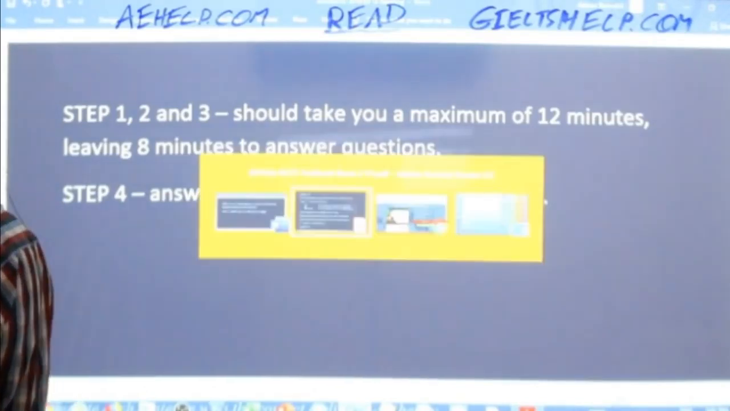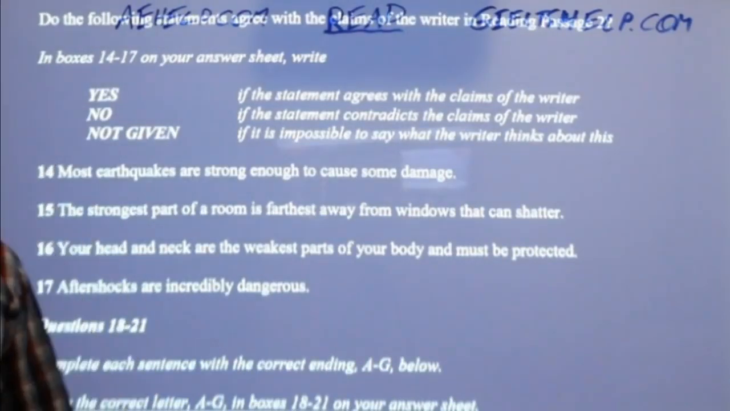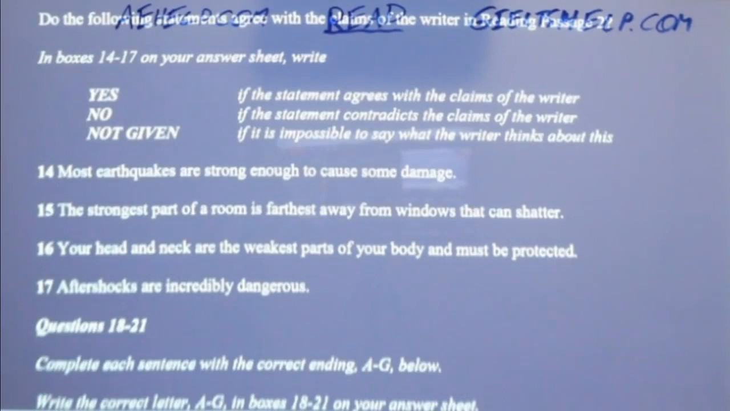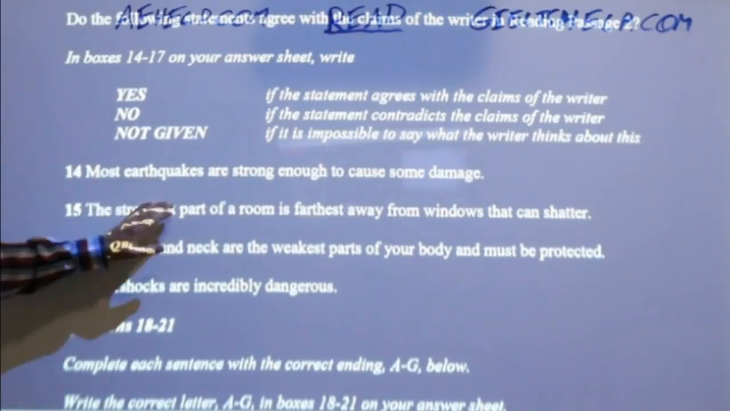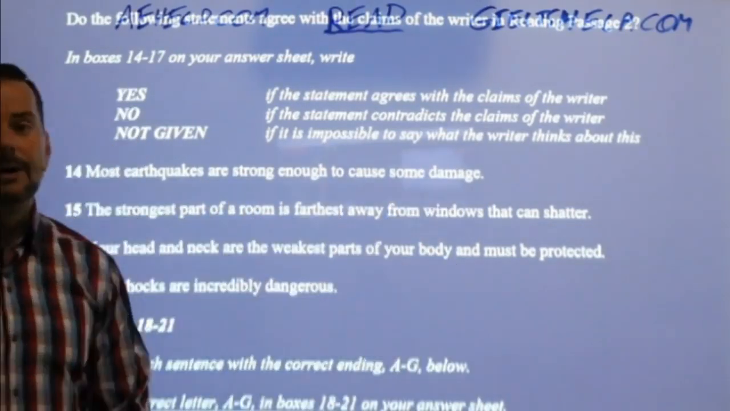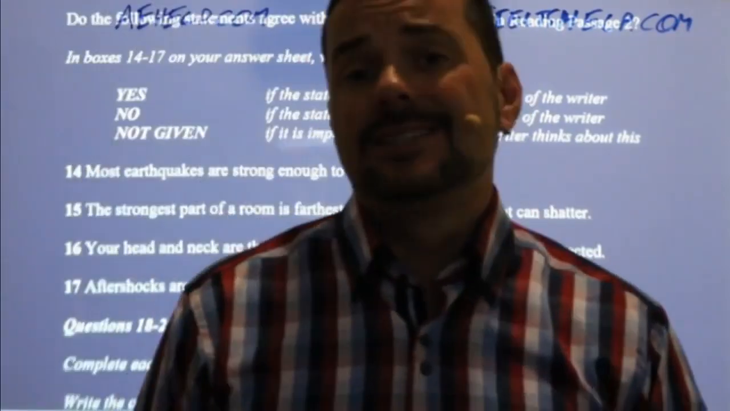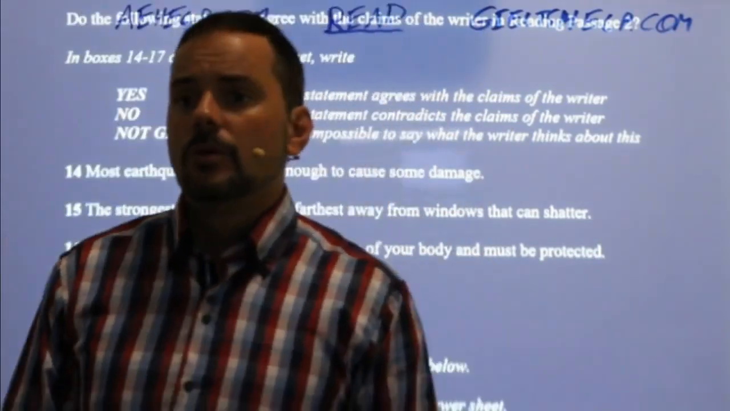Let's do that together. So now we go to these yes, no, not given questions. All right, let's see what we can do with these. So number 14, most earthquakes are strong enough to cause some damage. What do I do? How do I answer that? Is it a yes? Is it a no? Is it a not given? What do we need to do?